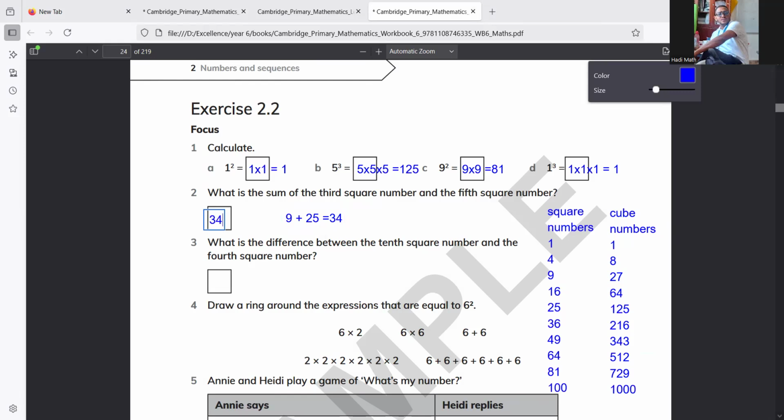They say, what is the difference between the 10th square number and the 4th square number? I've told you before, when we say difference, the difference is always positive, because the difference is equal to the big number minus the small number. The big one here is the 10th square. The 10th square is equal to 100 because it's 10 multiplied by 10, minus the 4th square number, which is 4 multiplied by 4, equal to 16. And then 100 minus 16 is equal to 84. So your answer should be 84. This is how you find the difference between them.